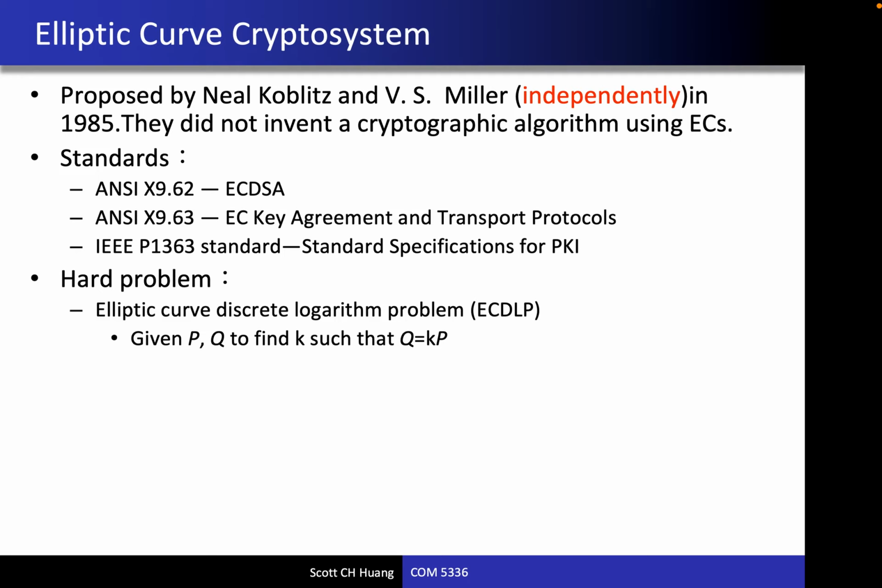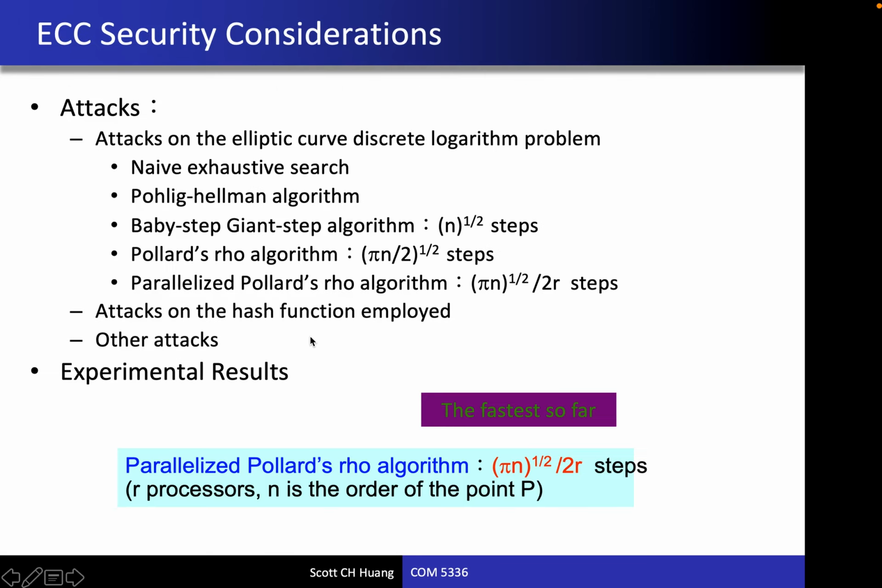Oh, by the way, some remarks. The elliptic curve crypto system was proposed by Neil Koblitz and V.S. Miller in 1985. So it's 27 years old. This is pretty old. And there are some standards, the ECDSA, EC key agreement, and others as well, the elliptic curve Diffie-Hellman key exchange.